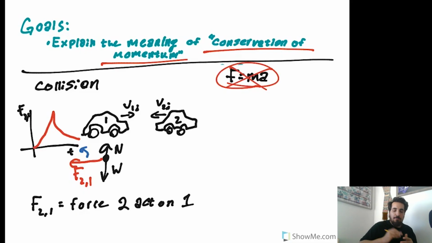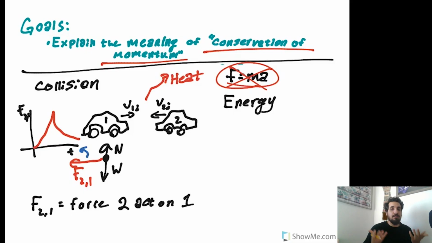We try maybe thinking about energy. Energy was a way we dealt with non-constant forces before. Maybe that'll help us here. But the problem is with energy, well, energy is useful when it is conserved, when the total quantity of energy stays the same in a problem. But in this problem, we have some heat being created by the collision. If you ever feel a collision after the fact, it's going to be a little bit warm. Why is that?